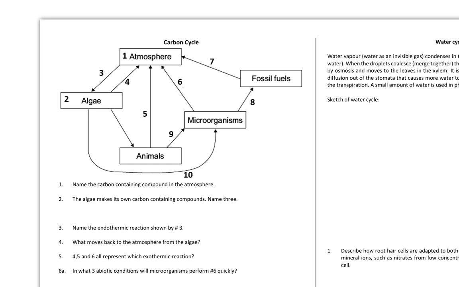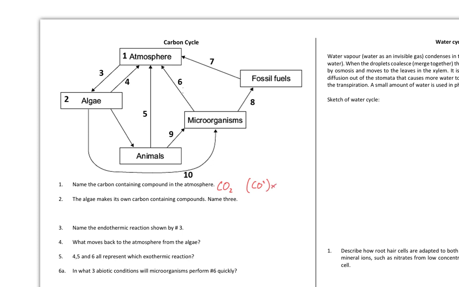Name the carbon compound in the atmosphere. So it's not carbon in the atmosphere, it is carbon dioxide. I'm going to put CO2, just because I can't be bothered to write carbon dioxide. In the exam, if you write CO2 with a high 2, you are wrong, so don't do that.